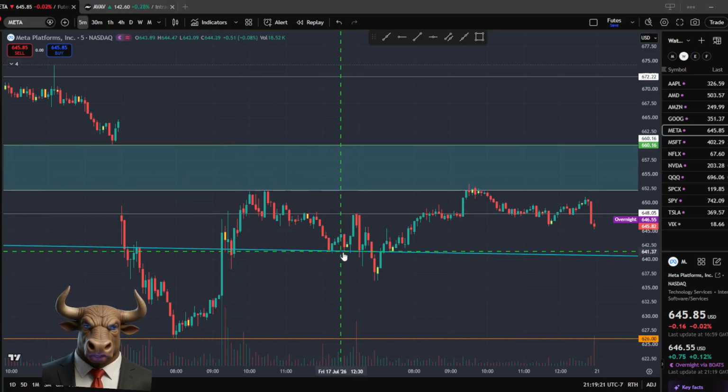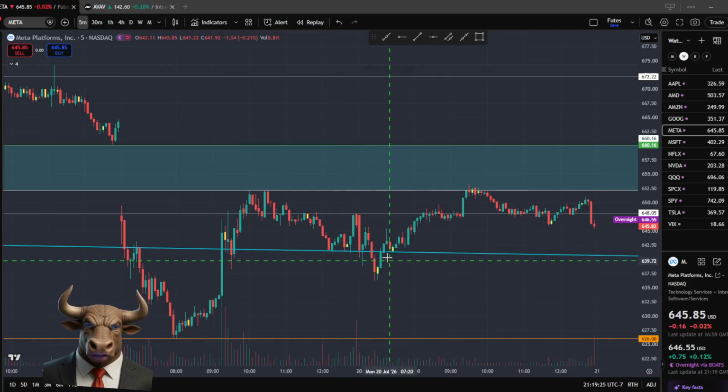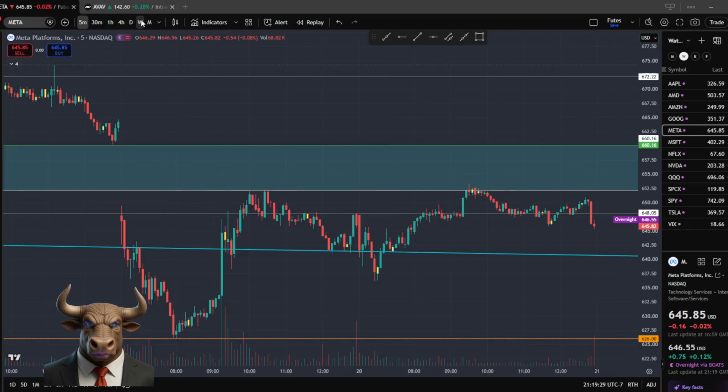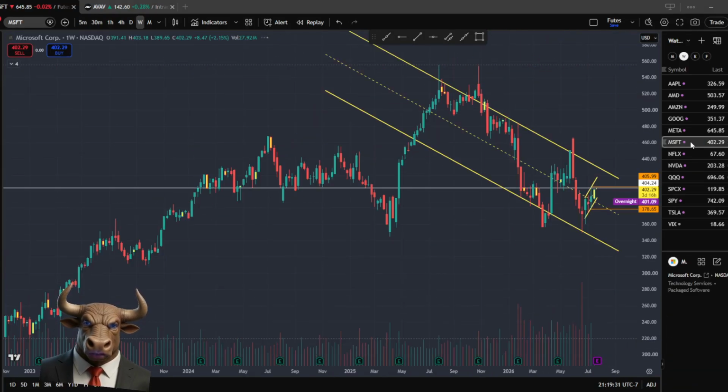And then you can just see it's just support. This is from a weekly time frame. They try to break it down. Bulls held it. I like the way this looks moving forward. Bulls are holding it. Again, it depends on the overall market.